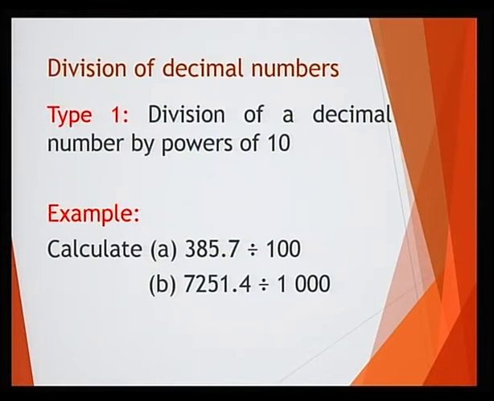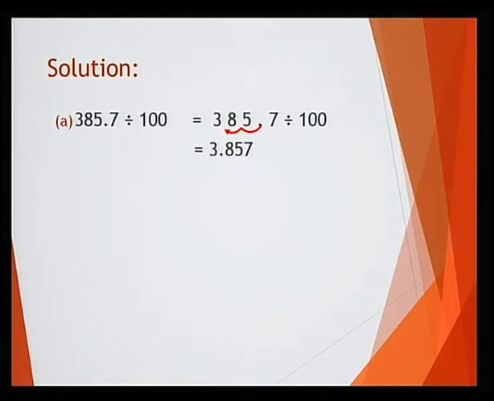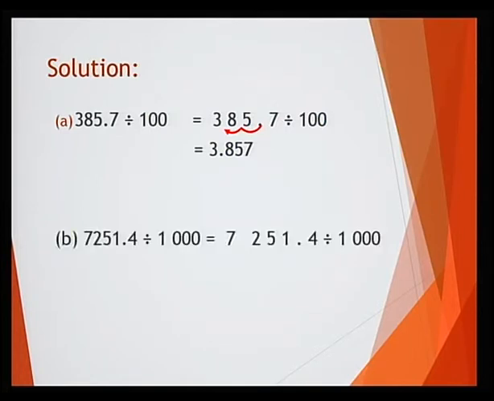So calculate part A, 385.7 divided by 100, and part B, 7,251.4 divided by 1,000. So let us have a look at the solution. For the first one, 385.7 divided by 100. If you look at 100, you can see that we have two zeros. So for division, I will have to move the decimal point two places to the left. And the answer is going to be 3.857.